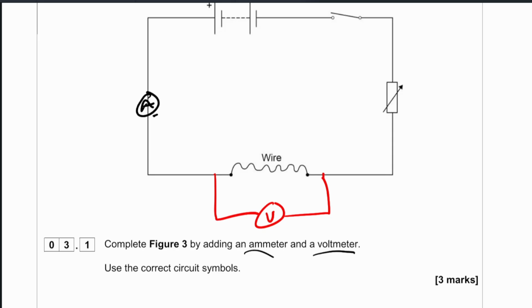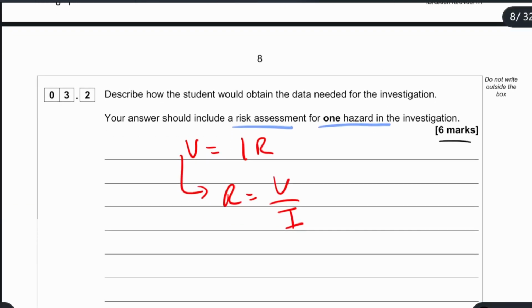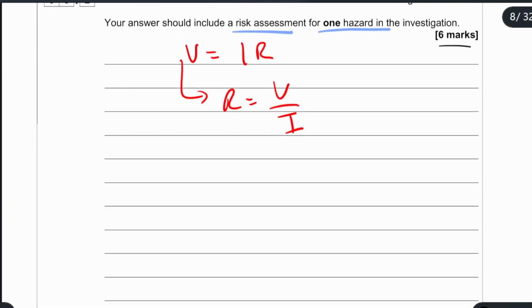So a precaution that we can take to prevent that risk is to use a lower current to ensure that we don't get this wire overheating. And that should be enough detail for 6 marks.